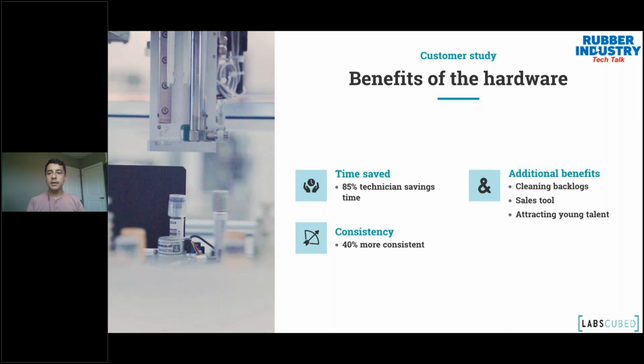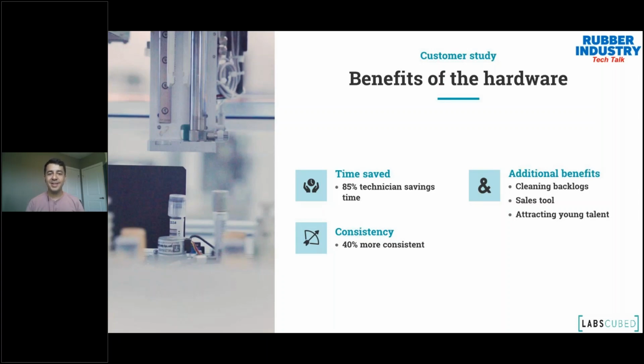And then lastly, a couple of very interesting points we found as we go along. There's clearing backlogs. So obviously customers now have technicians that have time, so they can clear out their backlogs, speed up the process when it comes to R&D, which I think is very important. A sales tool. Once you show that you're bringing in automation and new technology, your customers will see that. And I think that's usually a very positive sign that things are moving forward, that your company is moving forward.